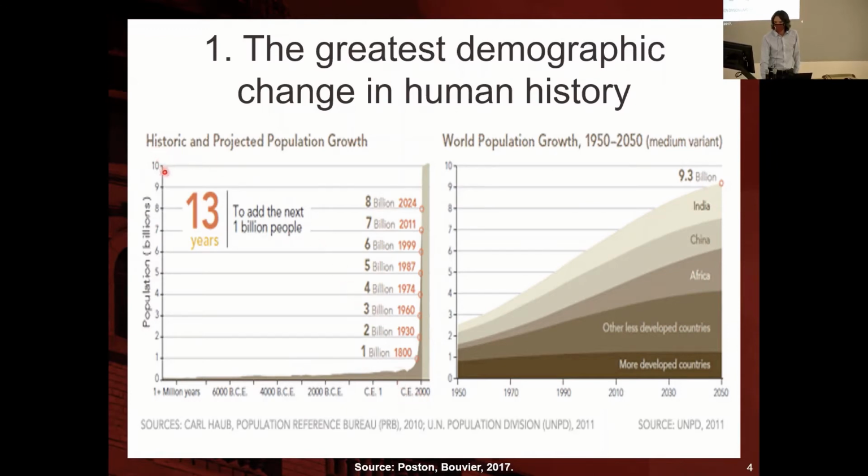And just showing you that in 13 years, we will add the next 1 billion people in the population. So this is data from 2011. That's data from the United Nations Population Division, the UNPD, from 2011. And they were projecting in 2011 that by 2024, we would reach 8 billion people, from 7 to 8 billion people. So we would increase 1 billion people in only 13 years.